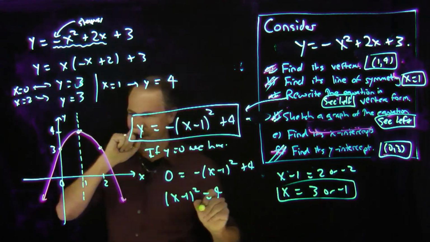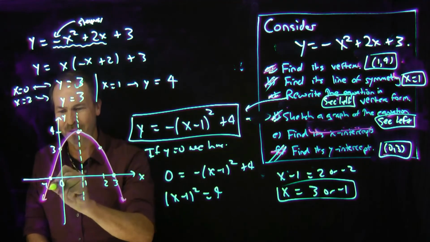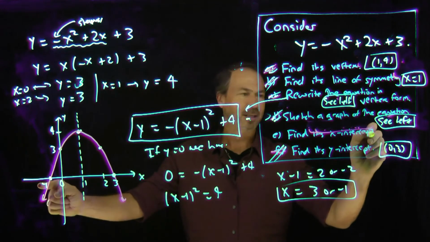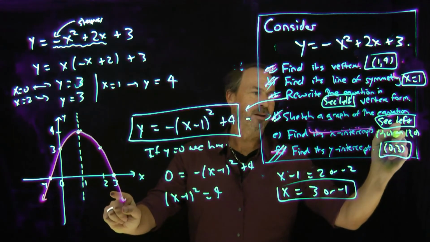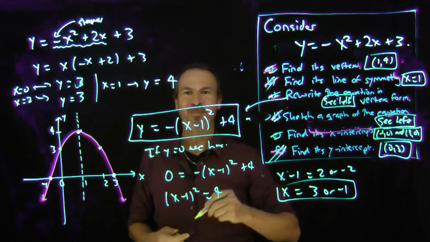Beautiful. Does that seem believable? It does actually. X is either 3 for that point or negative 1 for that point. So that means the x-intercepts are the points negative 1, 0, and 3, 0. My handwriting is getting particularly bad now, but I think we've just done it all.